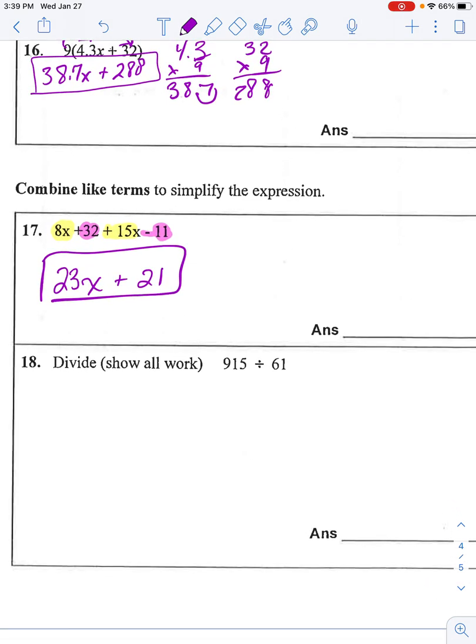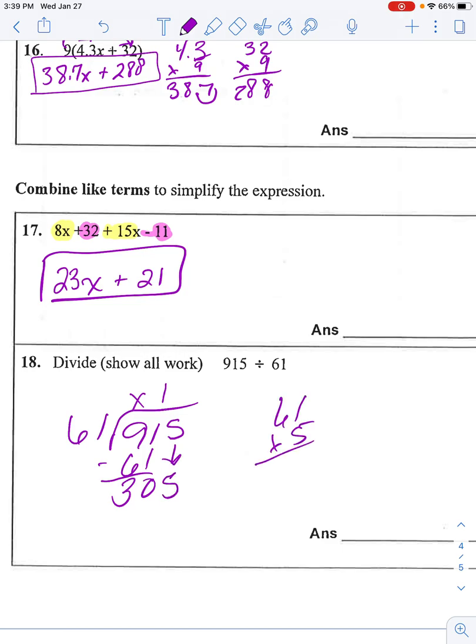Okay. And then a division problem. 915 divided by 61. First number always goes on the inside. We're dividing by 61. 61 does not go into 9. It does go into 91 once. Bring down your next number. 61 times 5 is 305. So 15. Okay.